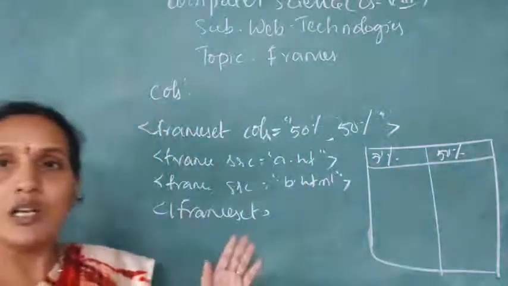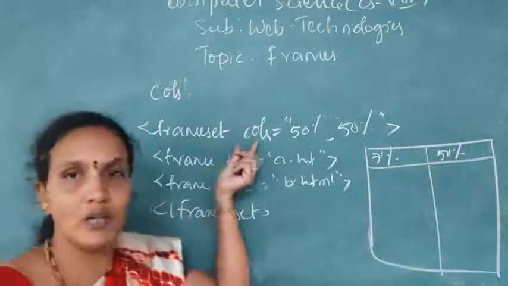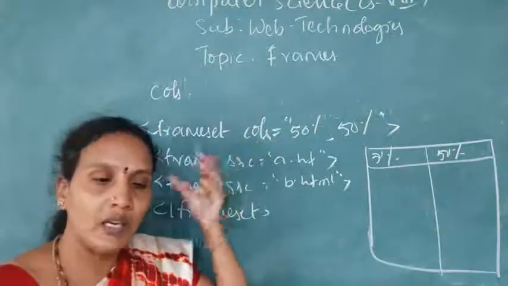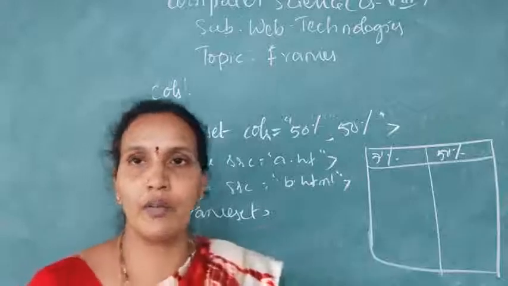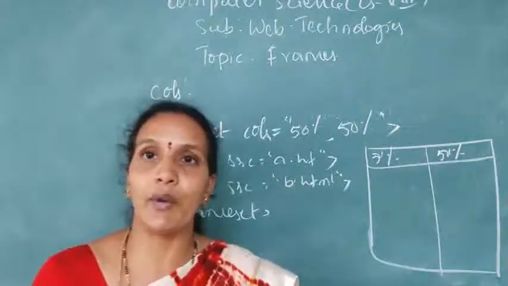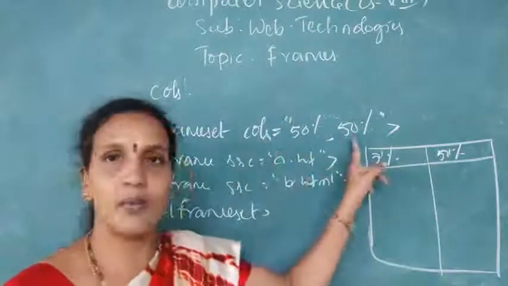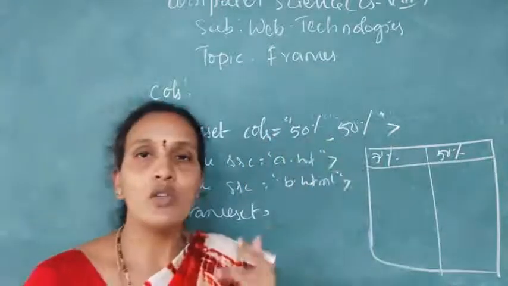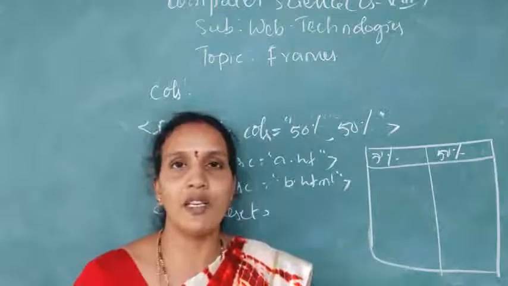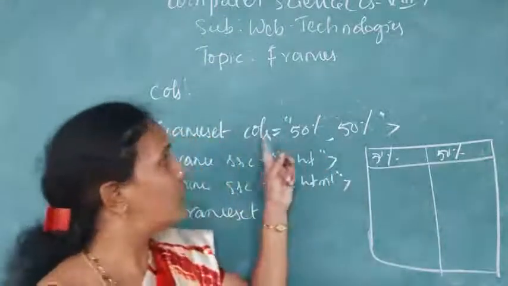First window size. So here we are giving a cols attribute. What information is it giving? It is saying that you are going to divide the browser window into columns. Next, how many columns? Two columns, because here I have given only two sizes. If you have given two sizes, it means you are dividing the browser window into two columns.